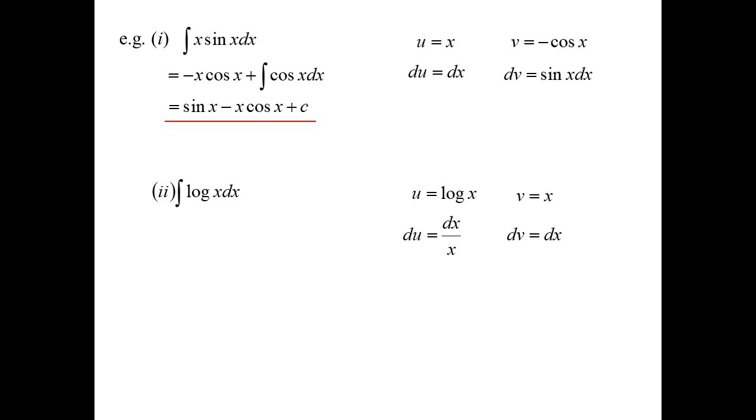So v is x. So we get uv, x log x, minus the integral of v du. Well, the x's cancel and I just get dx. A lovely little integral. It's very simple. The integral of dx is x.